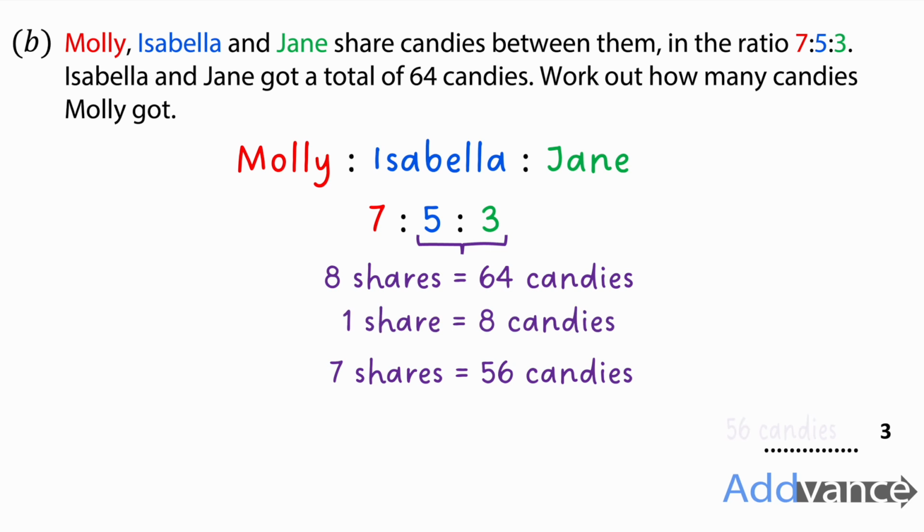And therefore we can find out that 7 shares, Molly's share, was 7 times 8, 56. 56 candies is the correct answer. That's it. That's 5b, 56 candies.